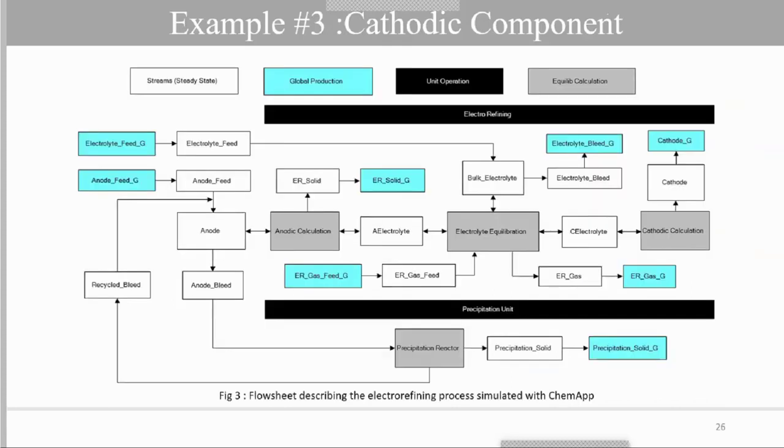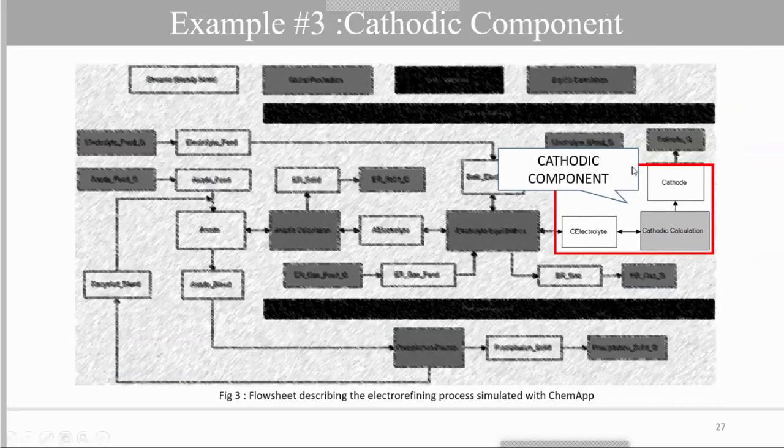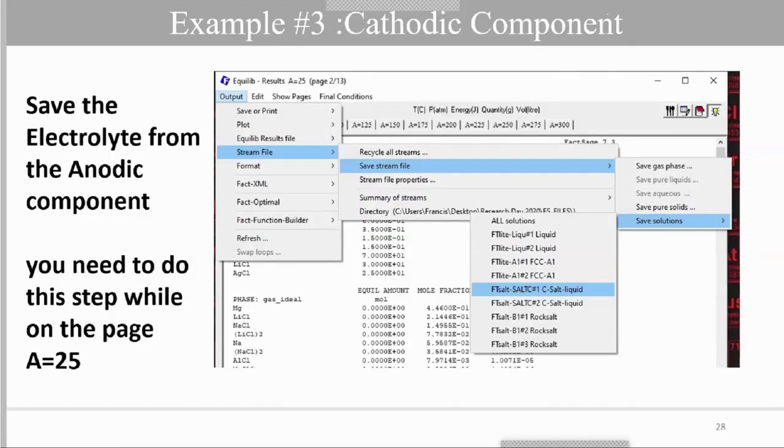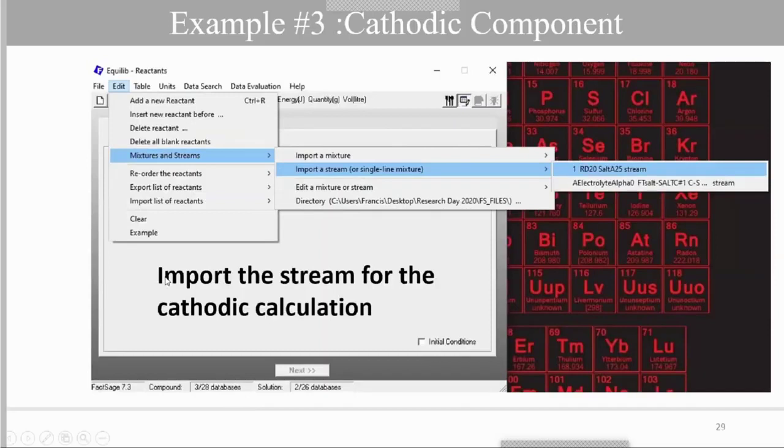So then again, you see the big process flow sheet, and what we're going to focus on in this example is this simple calculation. At first we're going to save the stream, as you've seen in countless examples today. What we're going to save is the salt. You need to save this while you are on the page alpha equals 25, as we can see right there, because it saves the phase according to the result page that you are on. So it's important. Then we're going to import it in the next calculation.